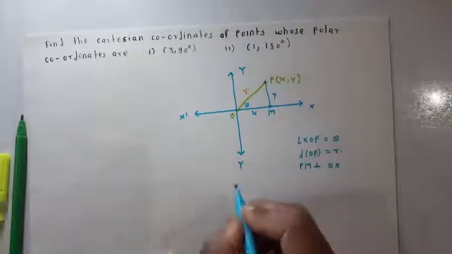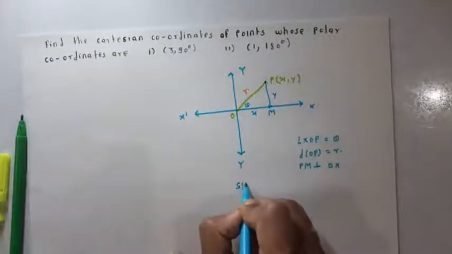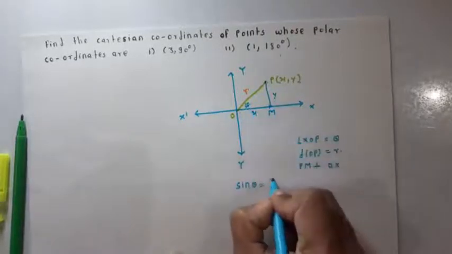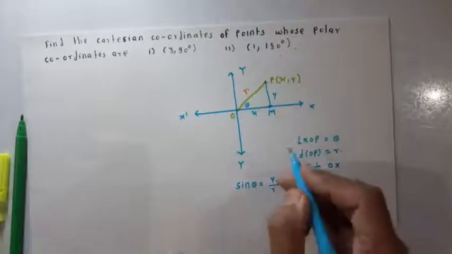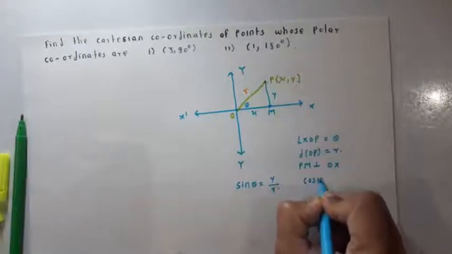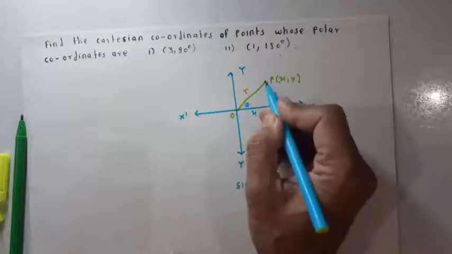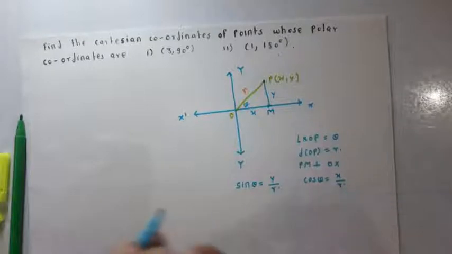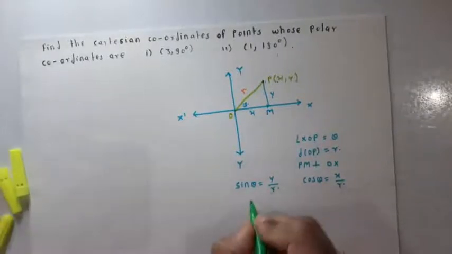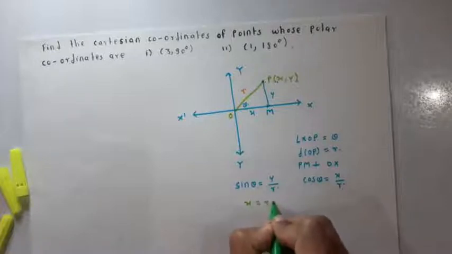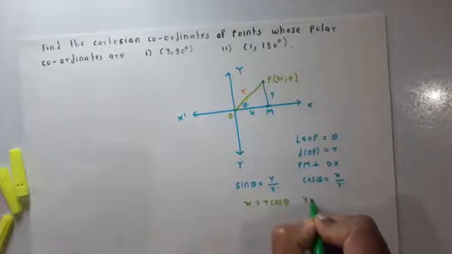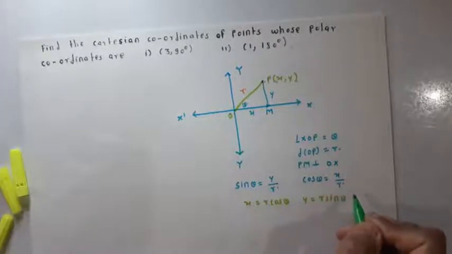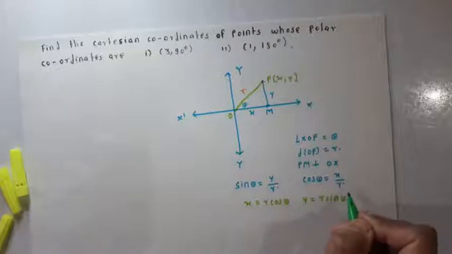Now let us find sin theta. We know that sin theta is opposite upon hypotenuse, that is y upon r. Cos theta equals adjacent upon hypotenuse, and the hypotenuse is r, so that is x upon r. This implies x equals r cos theta and y equals r sin theta.